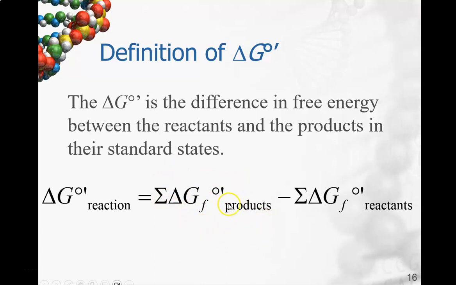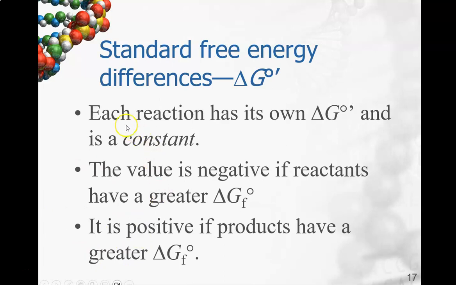of all the products added together. That's this big sigma there. That means sum. Subtract from that the sum of the delta G of formation of all of the reactants. And the difference is the delta G zero primed of the reaction. So what that means is that every reaction has its own delta G zero primed and is a constant.